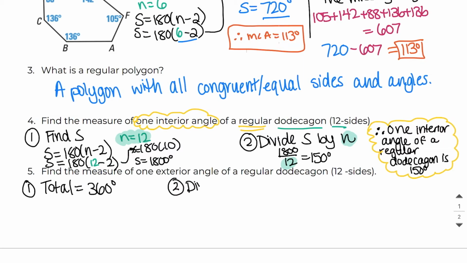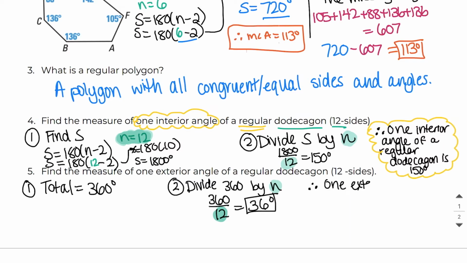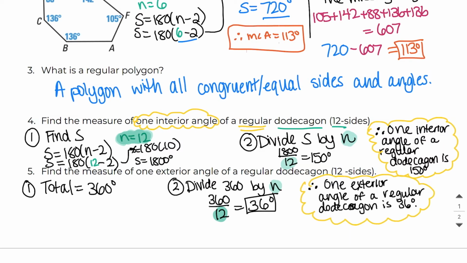But now I can divide that 360 by n, which again is this 12 right here. So here I can just take 360, divide that by 12, and I end up getting 36 degrees. So therefore, one exterior angle of a regular dodecagon is 36 degrees.